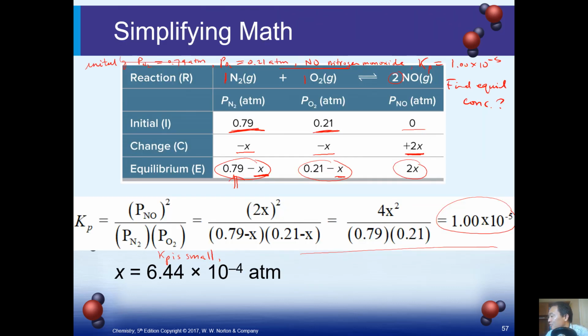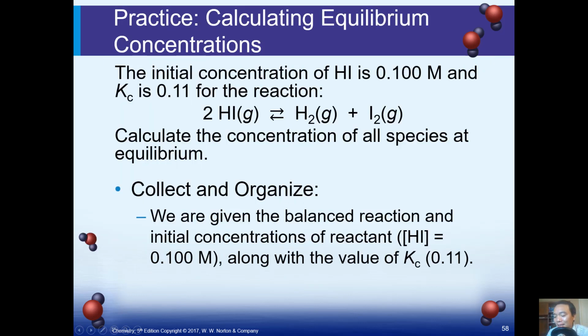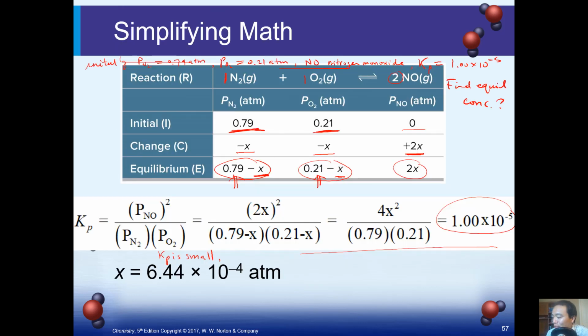X is very small compared to the initial concentration. That's what that means, okay? Because K is small, the reaction barely moves; it lies to the far left. The change of concentration is really small. So for this reason, x compared to the original is the same as 0.79. Because x is small compared to 0.1, this is the same as that.